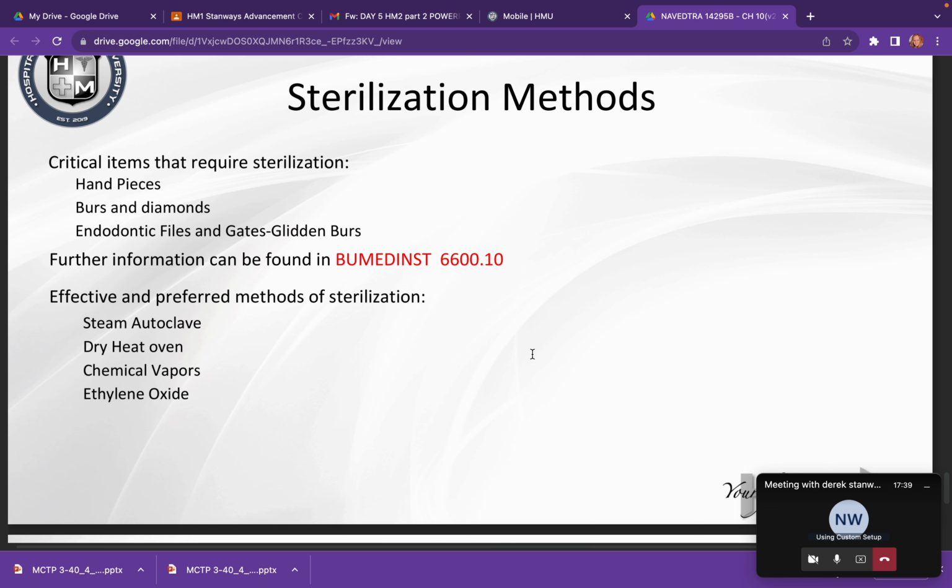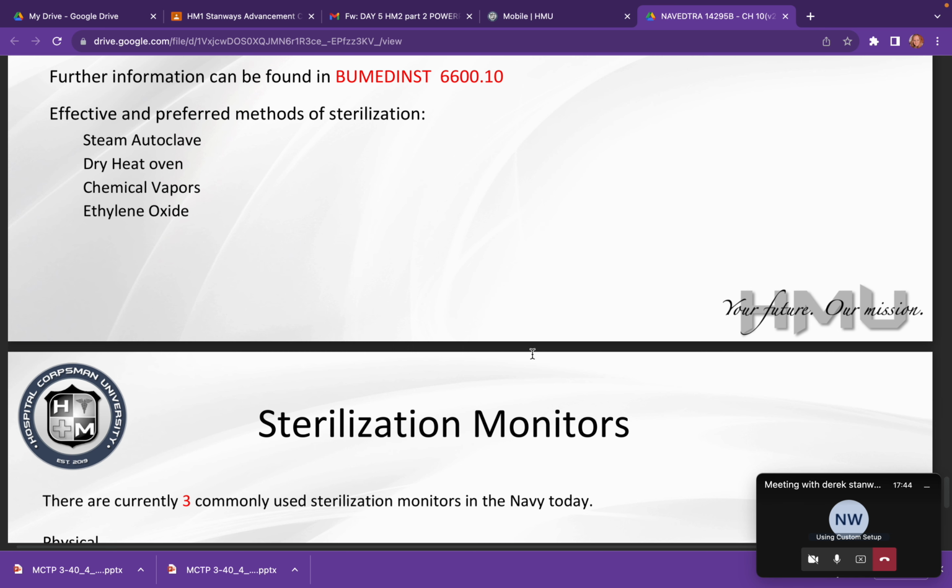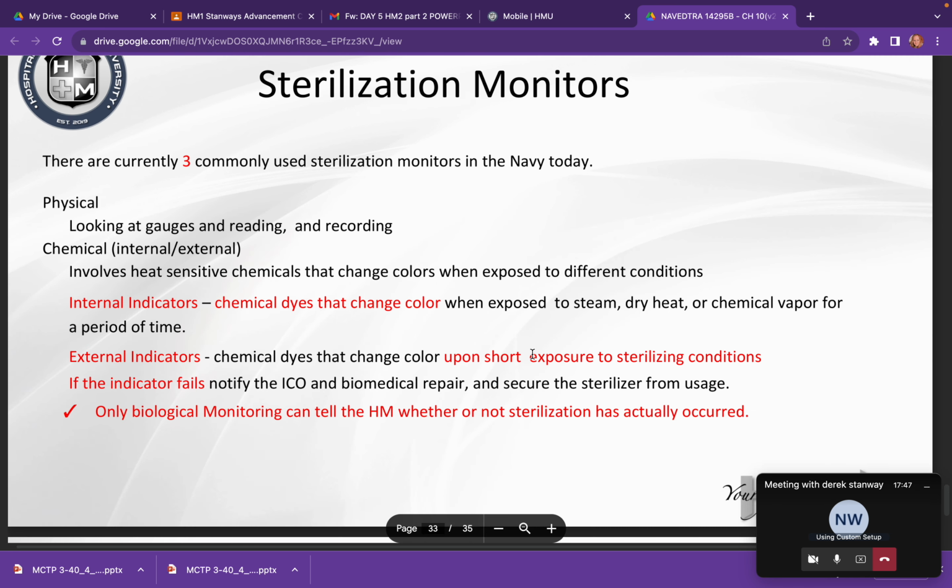Effective and preferred methods of sterilization are steam autoclave, dry heat oven, chemical vapors, and ethylene oxide. There are currently 3 commonly used sterilization monitors in the Navy today. The physical, looking at gauges, readings, and recordings, the things on the outside of the plate that you can physically read. The chemical, internal and external, involves heat-sensitive chemicals that change colors when exposed to different conditions. Internal indicators are chemical dyes that change colors when exposed to steam, dry heat, or chemical vapor for a period of time. And external indicators are chemical dyes that change color upon short exposure to sterilizing conditions.